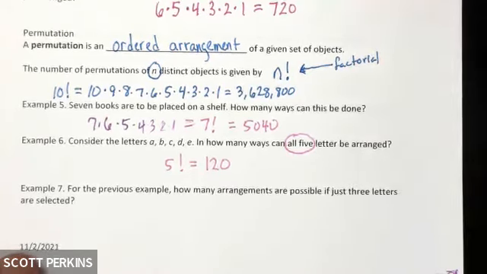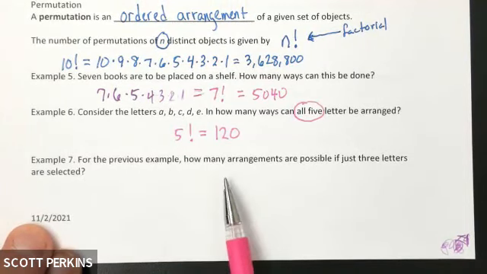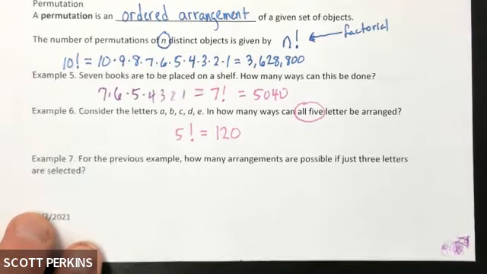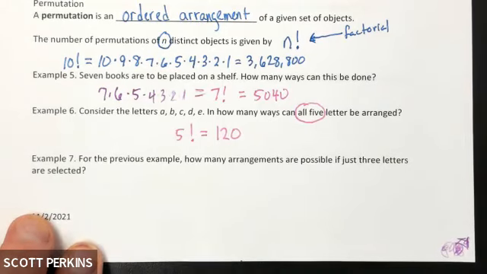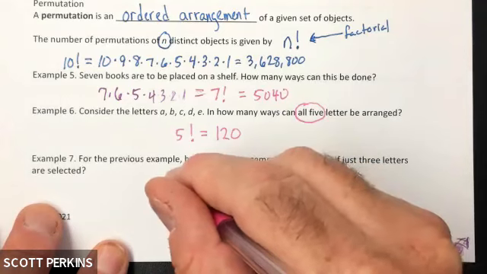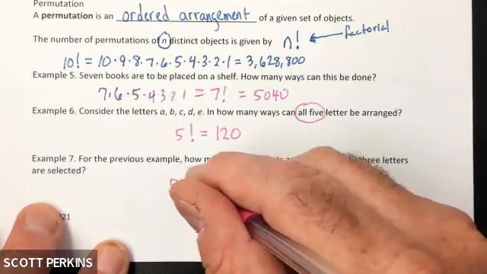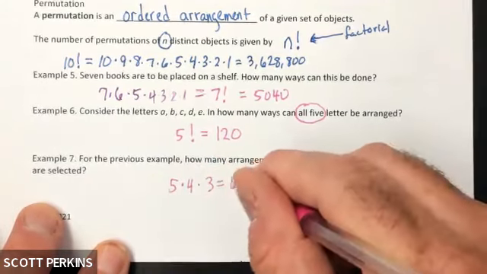So now for example 7, I'm going to help you with this one. Example 7 says, for the previous example, how many arrangements are possible if just 3 letters are selected? So instead of using all 5, I'm just using 3. Well, here's what you would say. I think you could have done this problem even before we talked about permutations, but I want to link this to our formula. So how many options are there for the first letter? 5, and then how many options for the second? 4, and then for the third, there are 3. And so that's going to end up being 60.